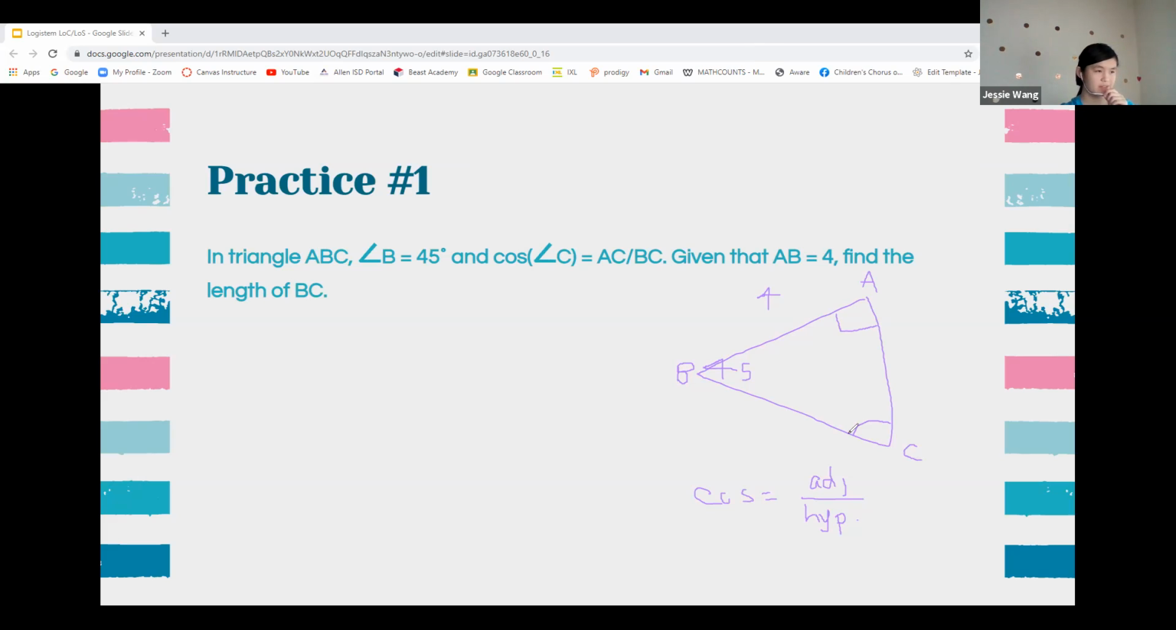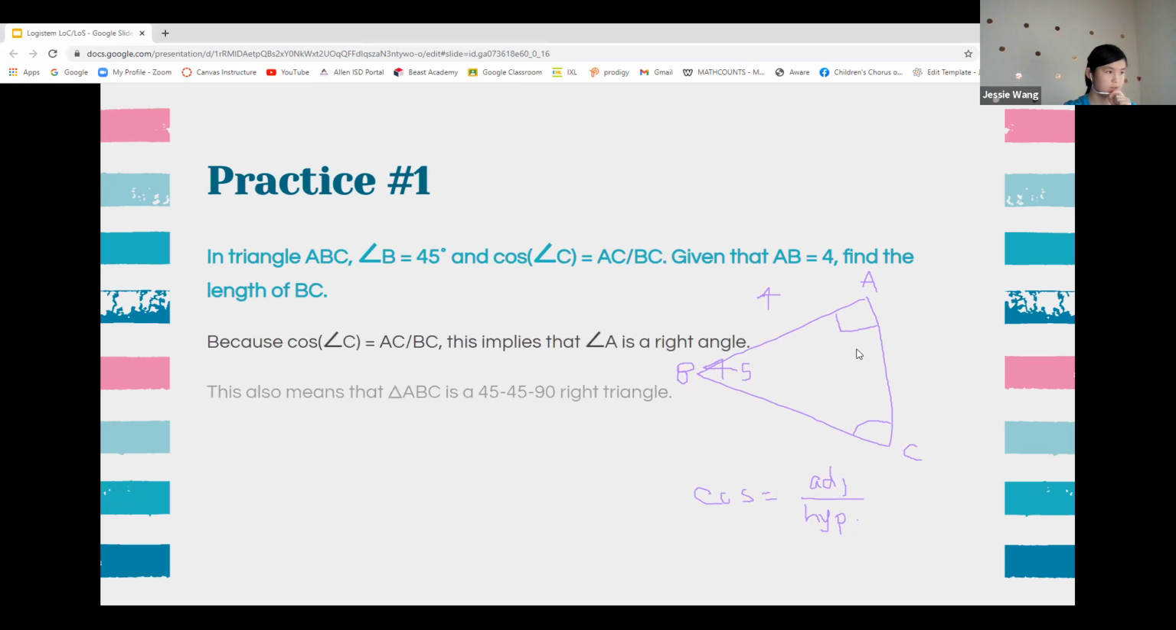Alright, so I see a lot more answers in the chat now. I think people are getting the hang of this, so I'll go over it. The key in this problem is really just that cosine of angle C is AC over BC. This implies that angle A is a right angle. And if you can't tell from here, since this is 45 degrees, this is a right angle. Angle C is equal to 45 degrees.